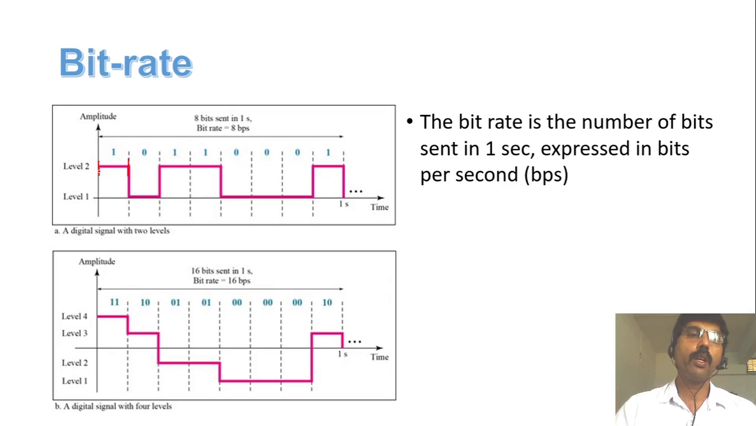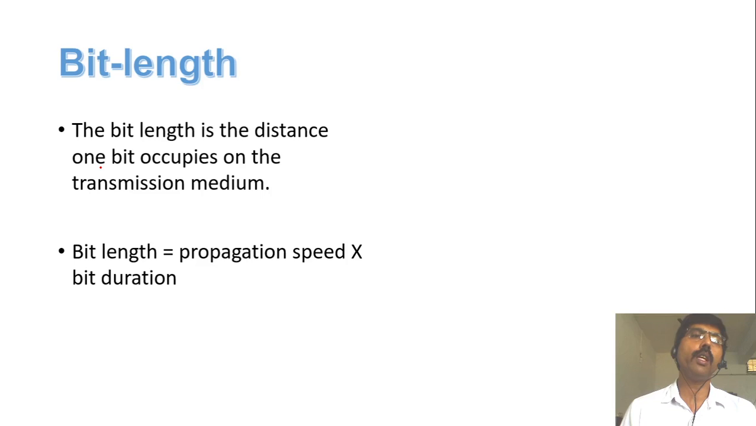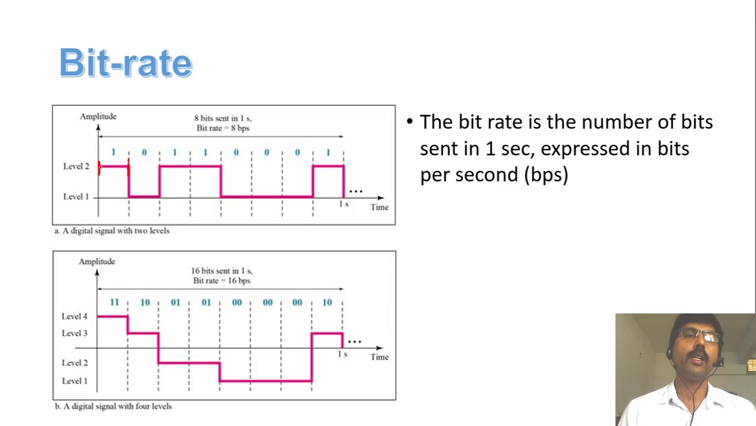From here to here, how much length will it take for one bit? That is called the bit length. It is just like the wavelength in an analog signal. Bit length is actually, in the digital signal, the length of this one here. Okay.